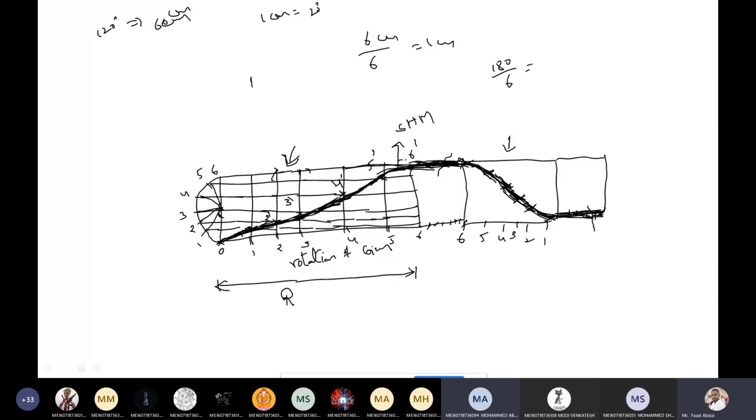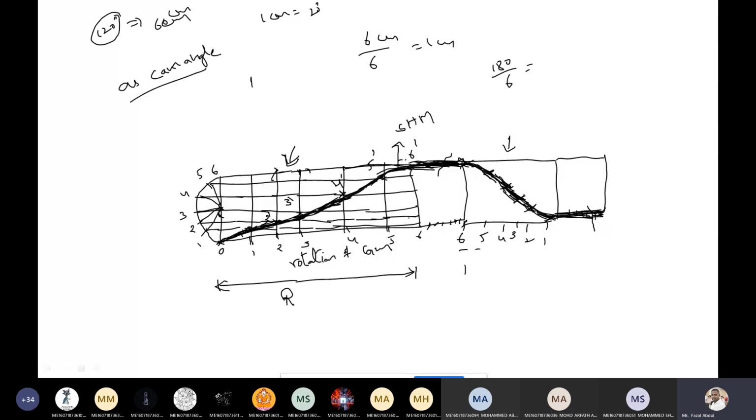Excuse me, sir, here also we have to take 6 centimeters? Not 6 centimeters, listen. Yes, sir, as per the degrees given in the question. Not crank angle, cam angle. Not 6 centimeters, as per the cam angle. The cam angle will be given in the question.